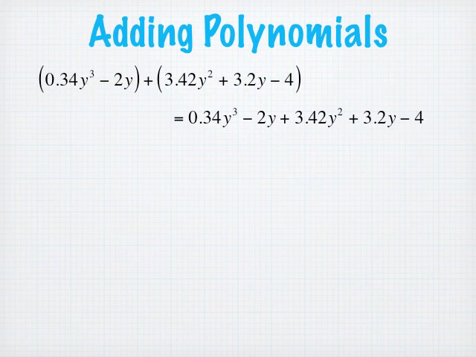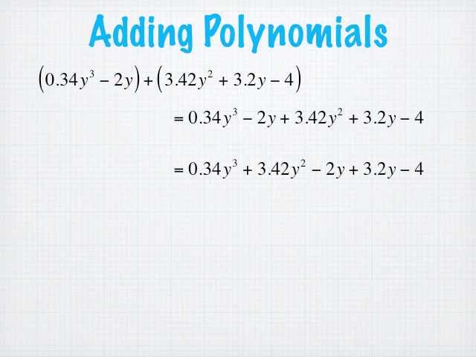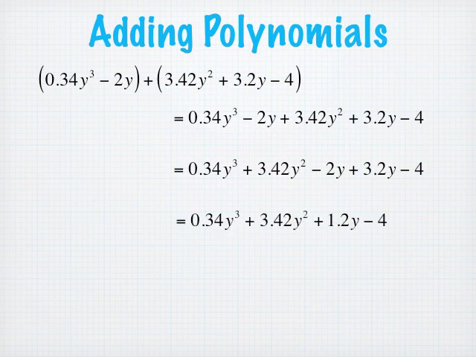Where are my like terms? Okay, y cubed doesn't have anything that's the same, but I do have two y's. So I'm just going to rewrite them. Again, you don't need to, but I want it in descending order. So I keep my y cubed first and my y squared next. Then my negative 2y plus 3.2y, that'll leave me with 1.2y.